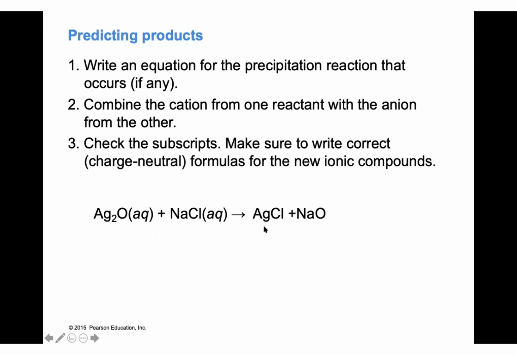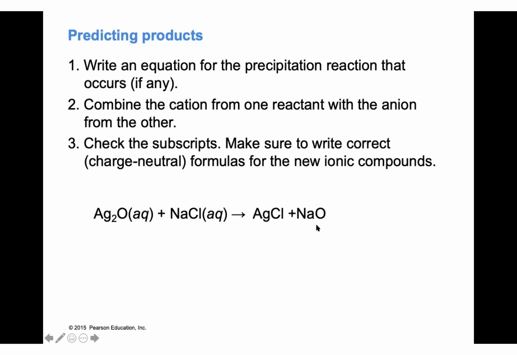Then after you only switch the ions, you're gonna then check the subscript. So I'm gonna check the subscript. Okay, Ag we know is Ag plus, chlorine is chlorine minus, right? So is it a correct formula? Yes, because I have AgCl, plus and minus cancel out.